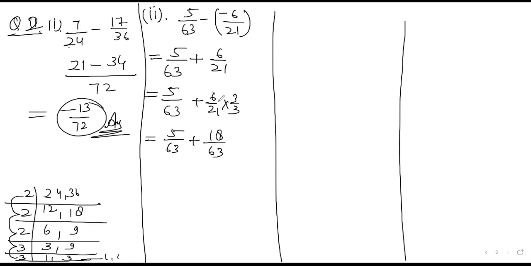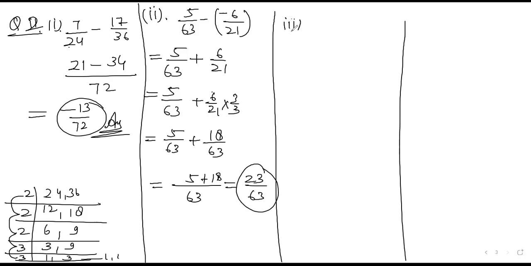So look, 6 3s are 18, 21 3s are 63. Now this is very easy. 5 plus 18, so you will get 23 upon 63. Because you know that if the denominators are the same, then there is no problem in the questions. So the answer will be 23 upon 63.